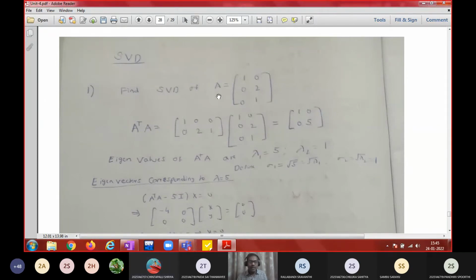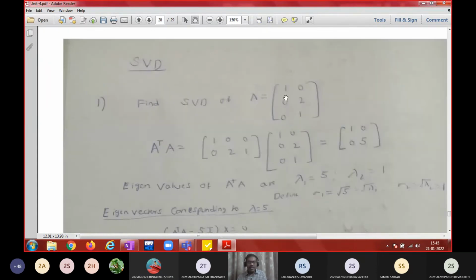Yes. So what does the matrix say? The matrix is [1 0; 1 0; 1 0 0 2 0 1 as read out]. You can see this is a matrix of order 3 by 2. It has 3 rows and 2 columns. So find out A transpose A first.